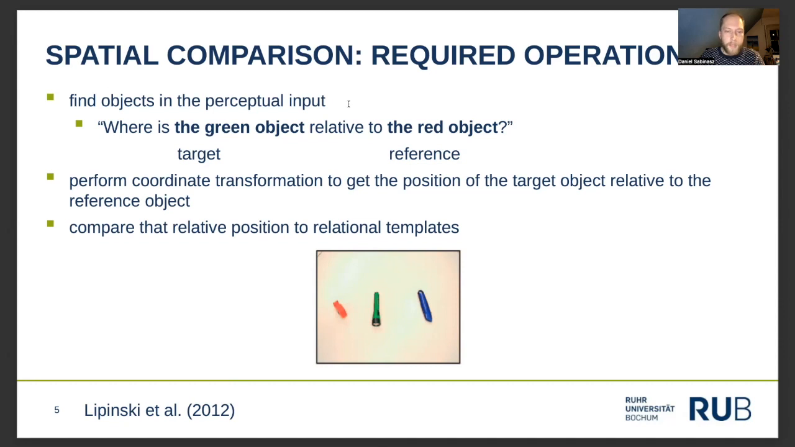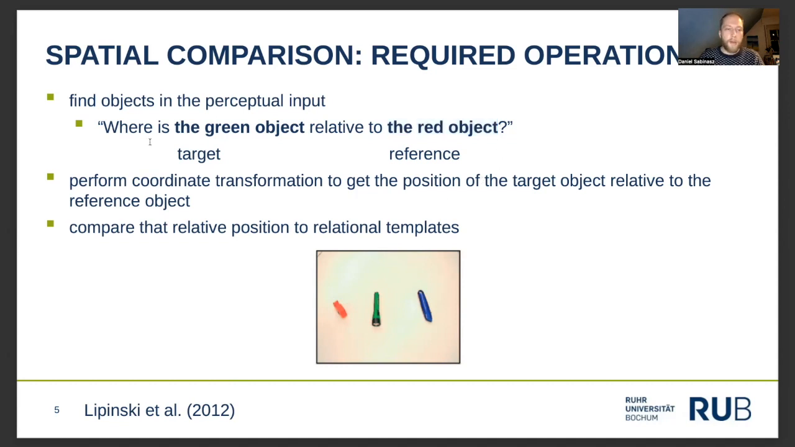And in such queries, we refer to the first object whose location we're interested in as the target object, and to the second object relative to which we want to know the target location as the reference. So, where's the green object relative to the red object? The green object is the one whose location we're interested in. That's the target object, and the red object is the reference object relative to which we want to know the target location.